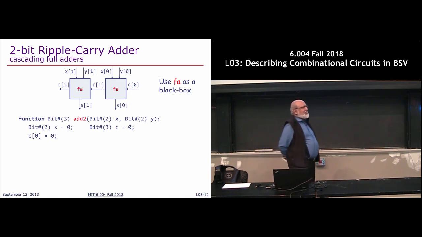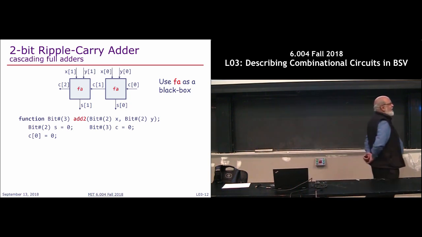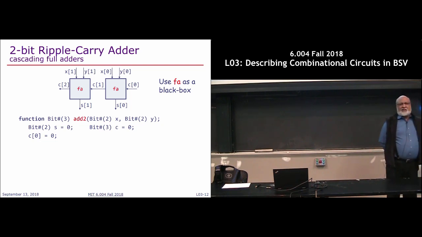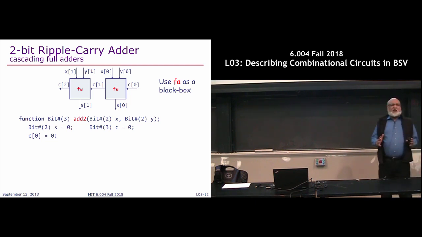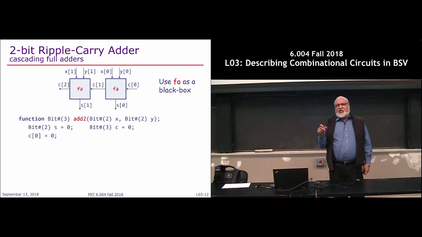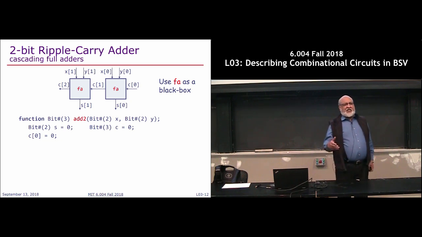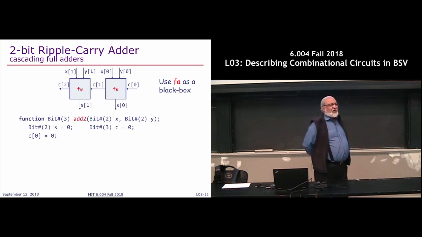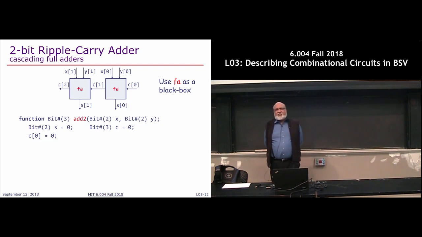All right, so let's see what these declarations are saying. Bit 2, S equals 0. What does this mean? Bit 2, S, what does that mean? S is 2 bits wide. Now, the system is very smart. The moment it knows that, that 0, you're just being lazy. You really meant to write two 1-bit zeros. So it's making your life easier. It's smart enough to actually expand the constants to the right size.